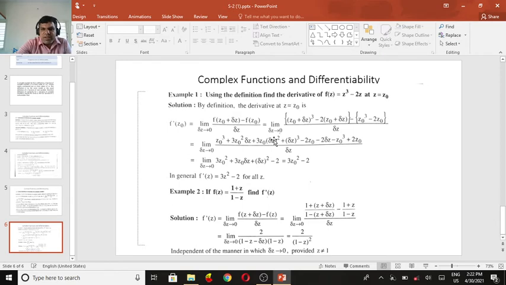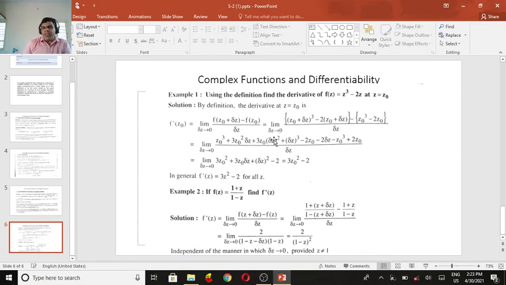Again, simplifying, here z naught cube gets cancelled. Again, I collect z naught square. Again, one delta z term I take, that term gets cancelled. Simply, the delta z term gets cancelled. We get 3 z naught square plus 3 z naught delta z plus delta z whole square minus 2.